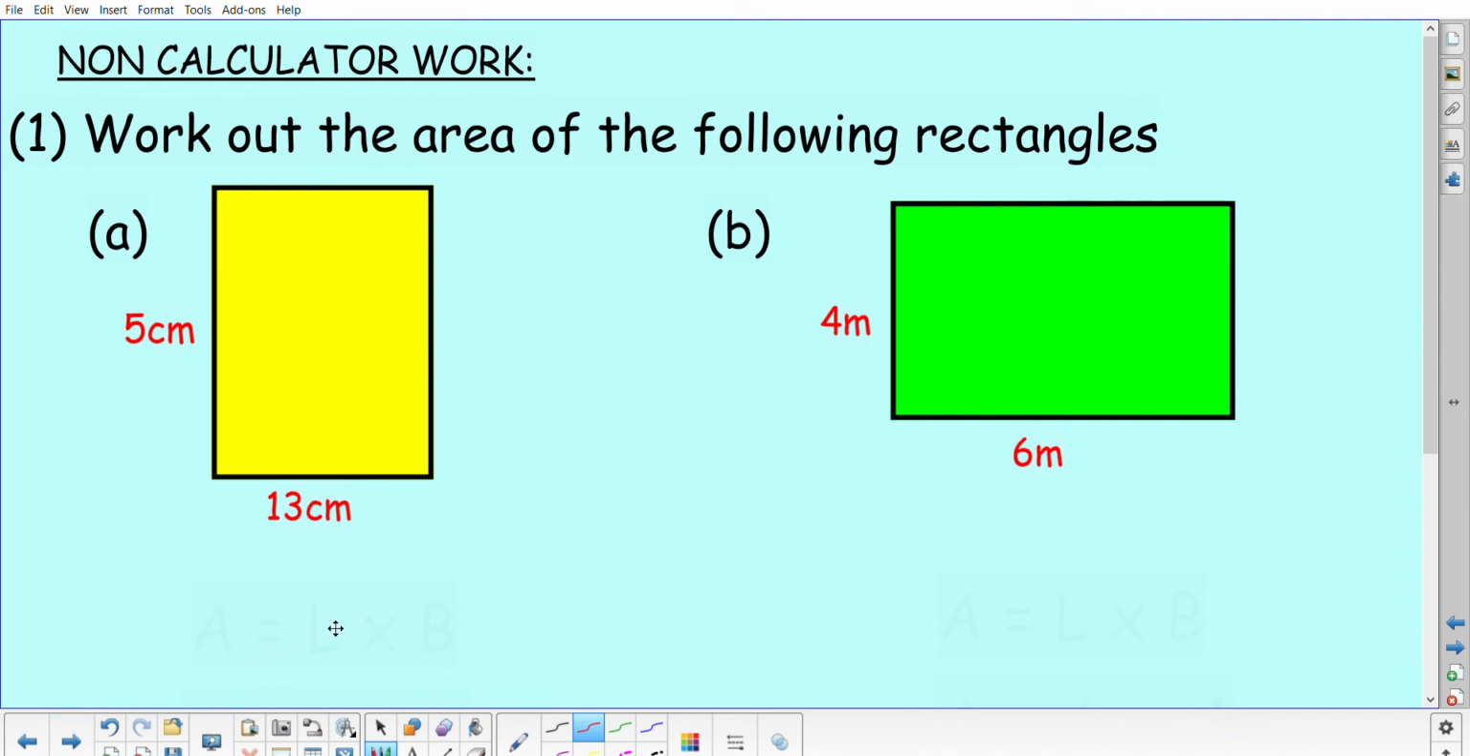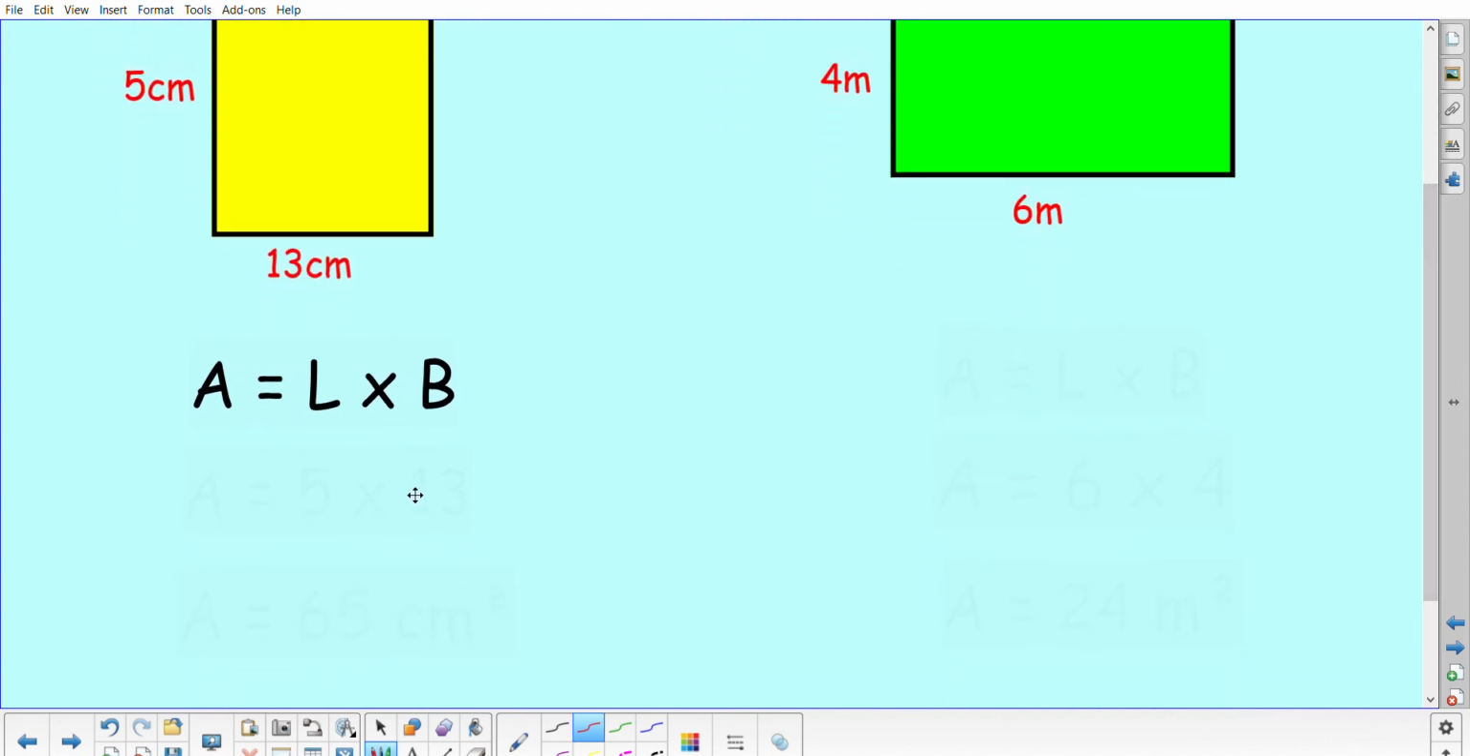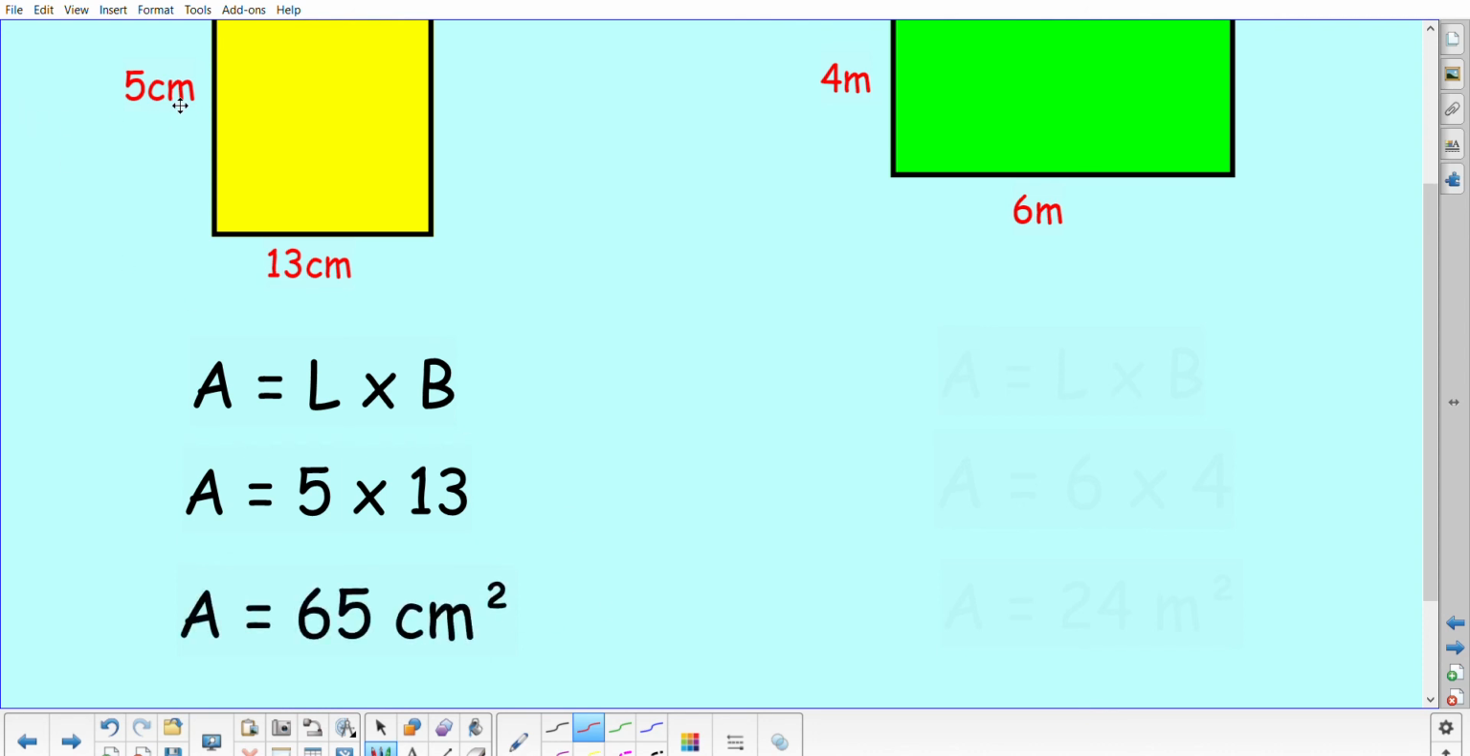So this one here: work out the area of the following rectangles, the one on the left. There are no squares this time, but I'd expect you to start with this formula that says area equals length times breadth. It doesn't matter which side you call the length and which one you call the breadth, but you're basically going to be multiplying them together, and this is what you'd write down. Area equals, in this case, 5 times 13. You do the calculation, and that comes out to be 65. Because the measurements are in centimetres, my answer is in square centimetres.